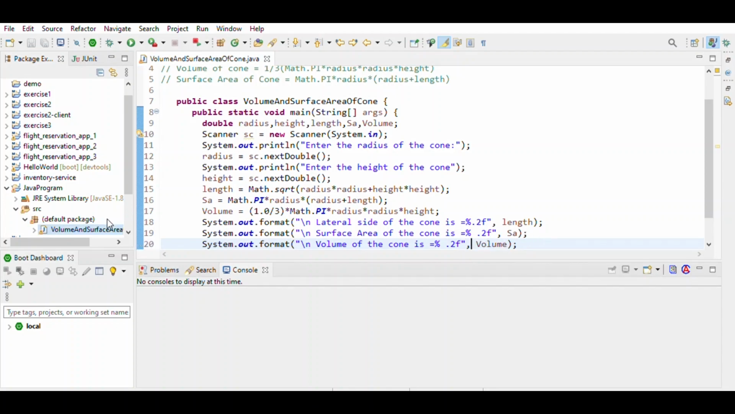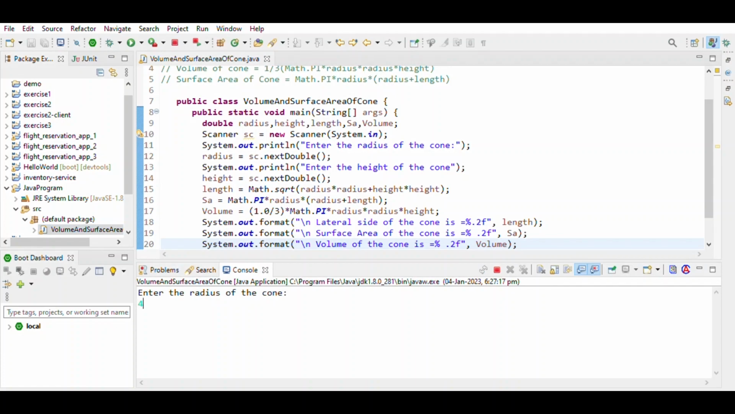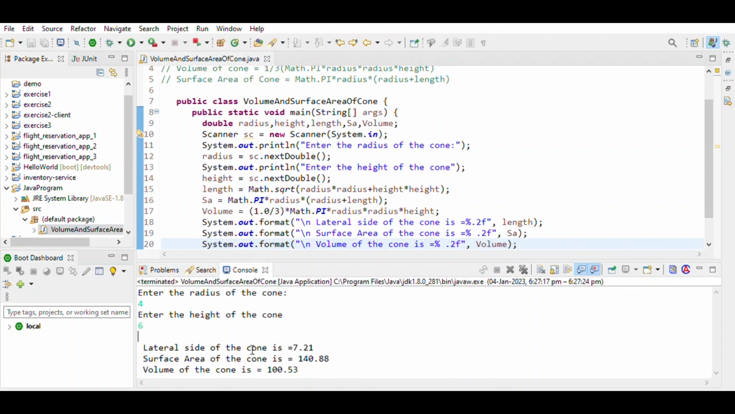Save the program and run the program. Radius of the cone is 4 and height of the cone is 6. Lateral side of the cone is 7.21. Surface area of the cone is 140.88. Volume of the cone is 100.3. That's it.